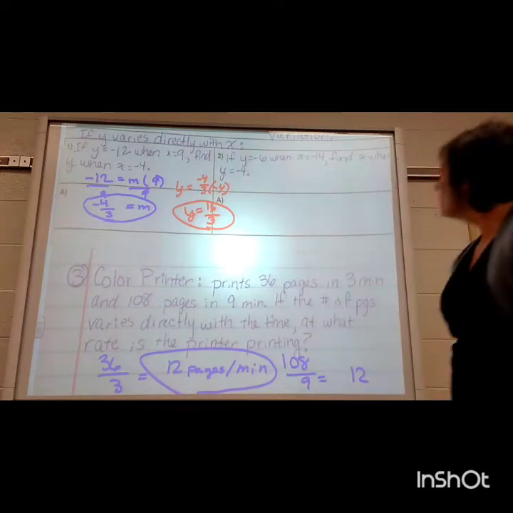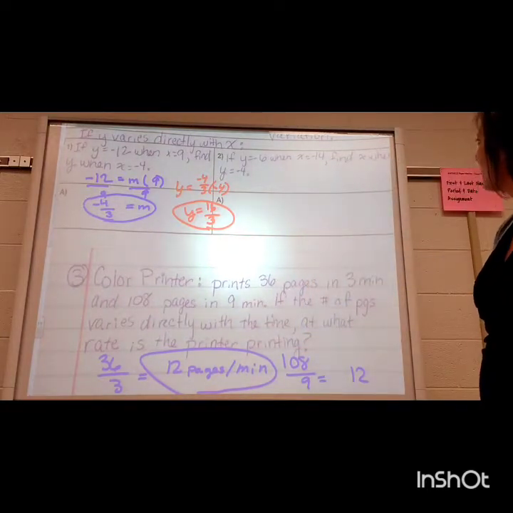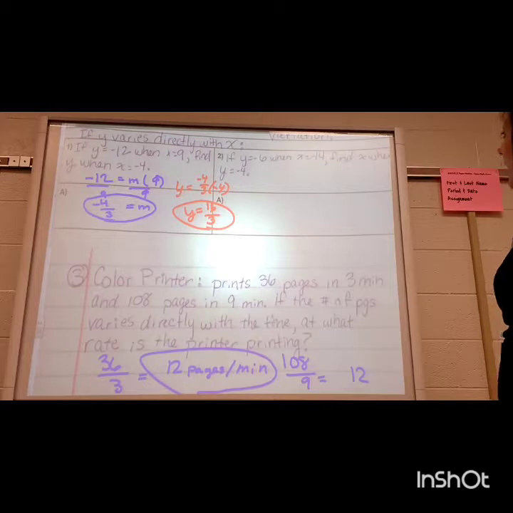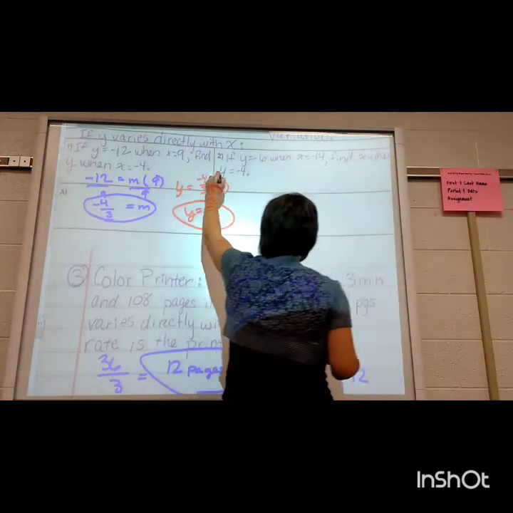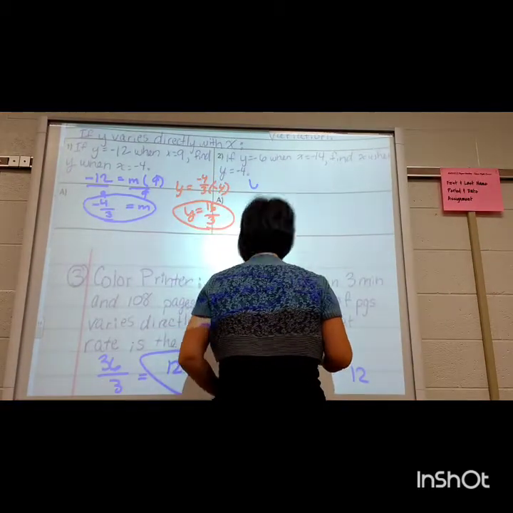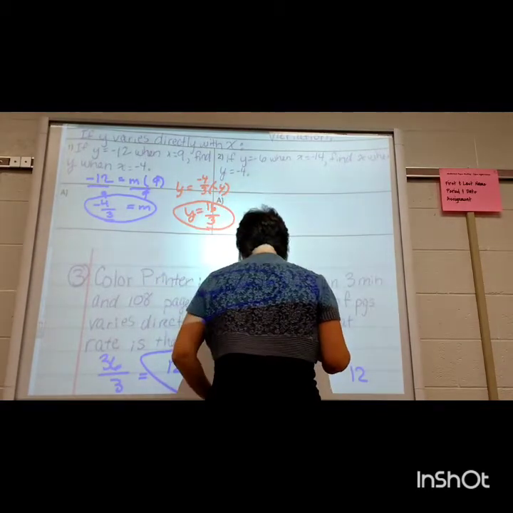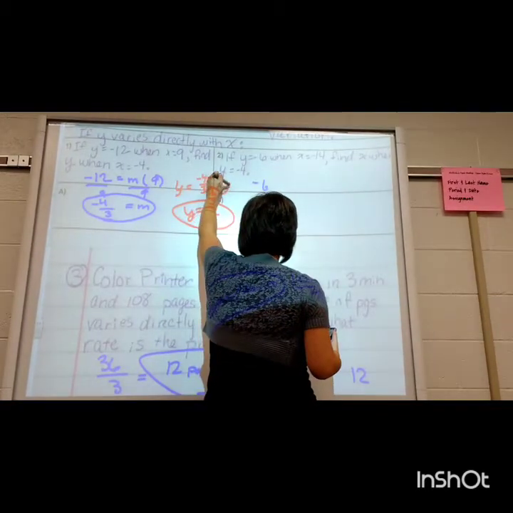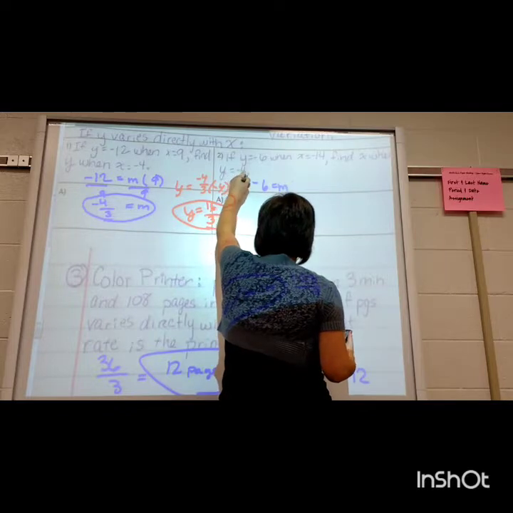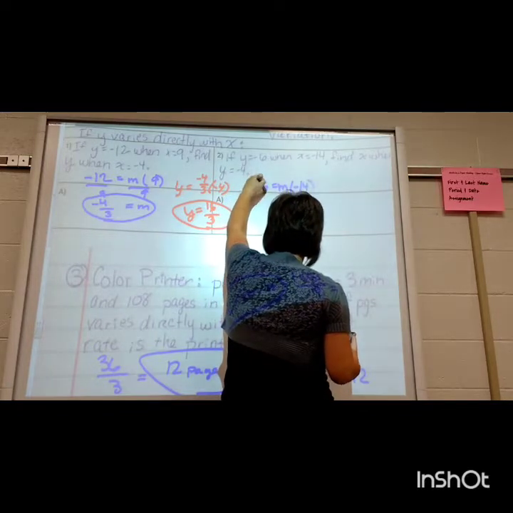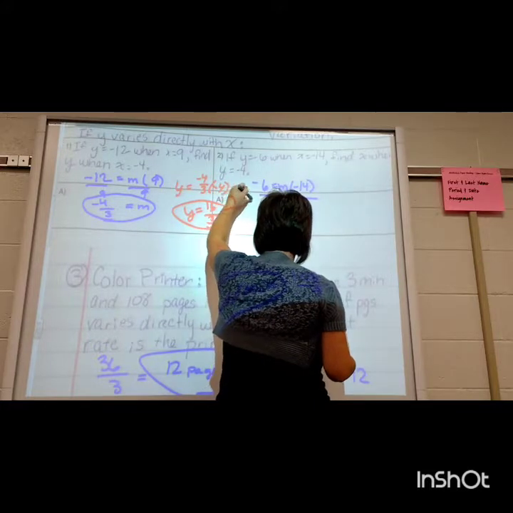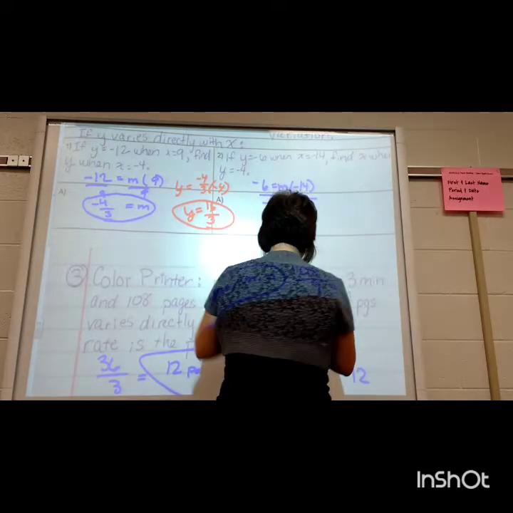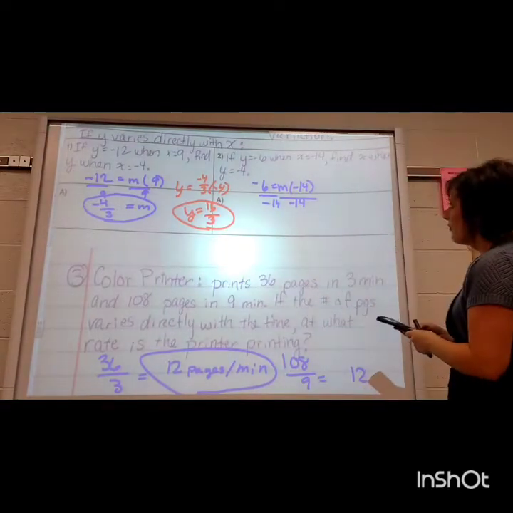Number 2, if y equals negative 6 when x equals negative 14, find x when y equals negative 4. Again, our equation is y equals mx. We know y and x here. So y is actually negative 6. So negative 6 equals m times negative 14. I'm going to divide both sides by negative 14. And that gives me a negative over a negative, which is a positive.